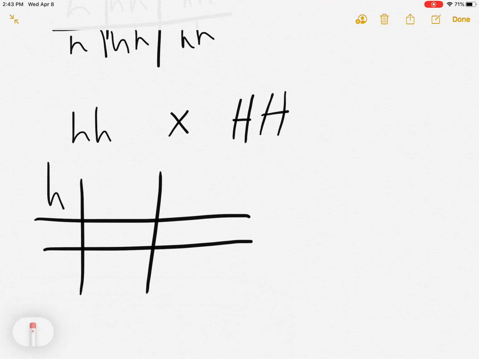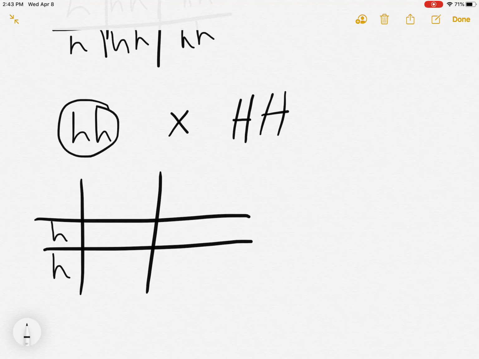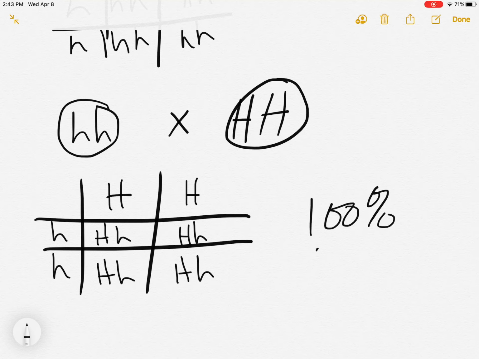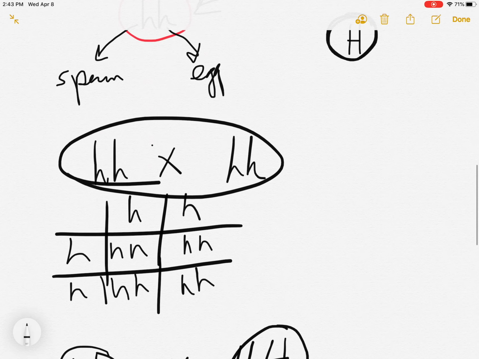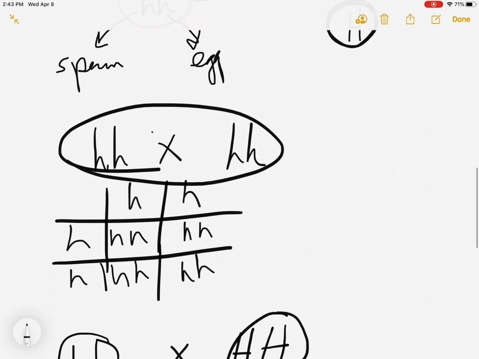So here we go, oh, my mistake. I'm going too fast, sorry. Okay, here we go, HH. There's the mommy, HH, there's the daddy, right there. Sperms and eggs. Let's cross them together, see what we get. They're all the same. And they all have a capital H, which means 100% of these babies will always have a capital H in them, which means they will have short hair. There's no way to get a long-haired baby out of this combination, but we had long-haired kittens. In the litter, there were some long hairs.